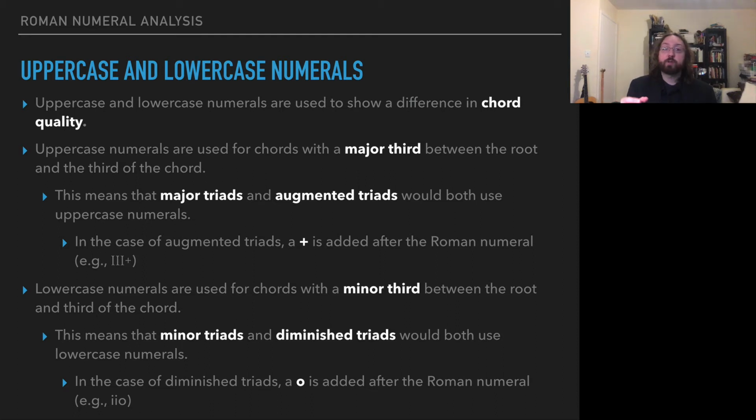Lowercase numerals are used for chords with a minor third between the root and the third of the chord. This means that minor triads and diminished triads would both use lowercase numerals. In the case of diminished triads, a circle is added after the Roman numeral. For instance, 2 diminished. Now let's see these in the context of a scale.